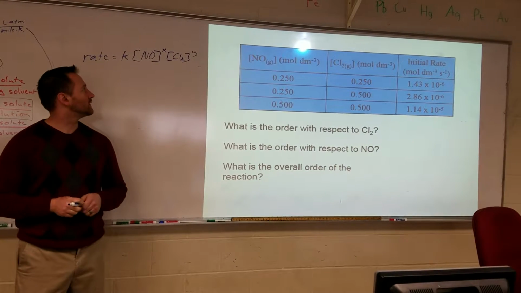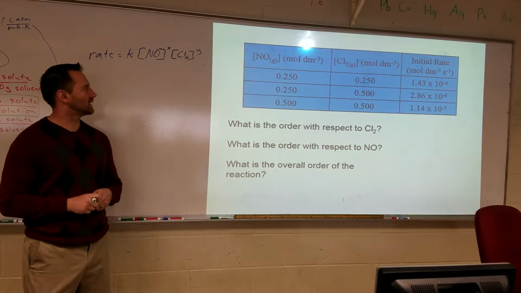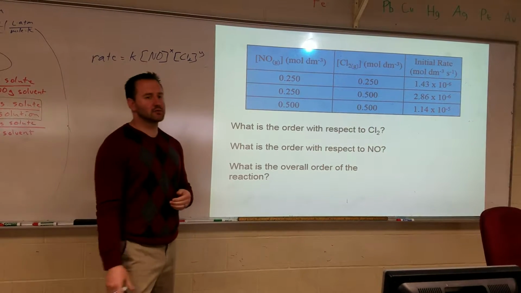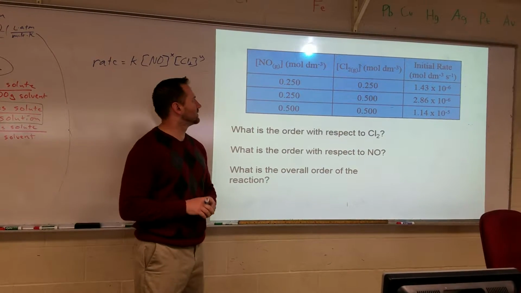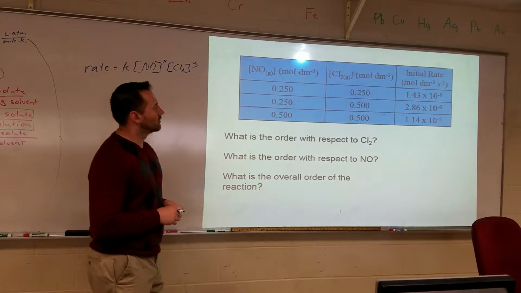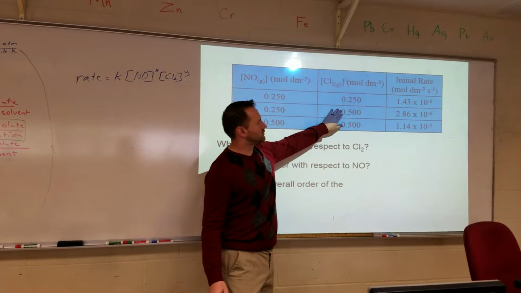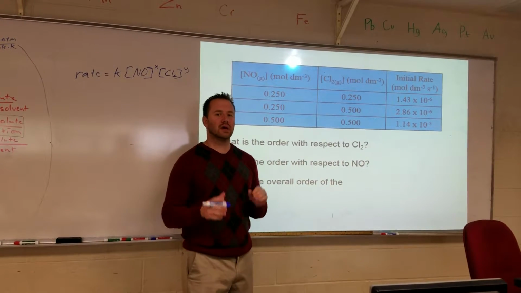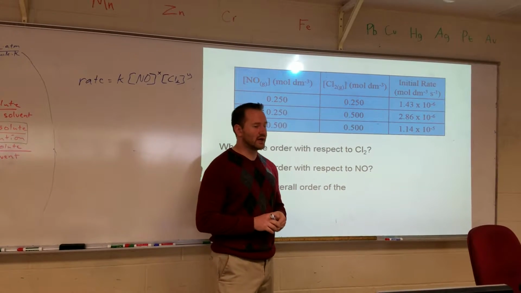Now we're going to take a look at determining the order of a reaction with respect to the reaction rate. Basically, what we're going to do is look at the dependence of the reaction rate on each of the reactants presented in a problem. In this reaction, we have nitrogen monoxide reacting with chlorine gas to make a product. So what we can do is manipulate the concentration of each reactant while holding the other one constant. When we do that, we can isolate the impact of that reactant on the overall reaction rate.